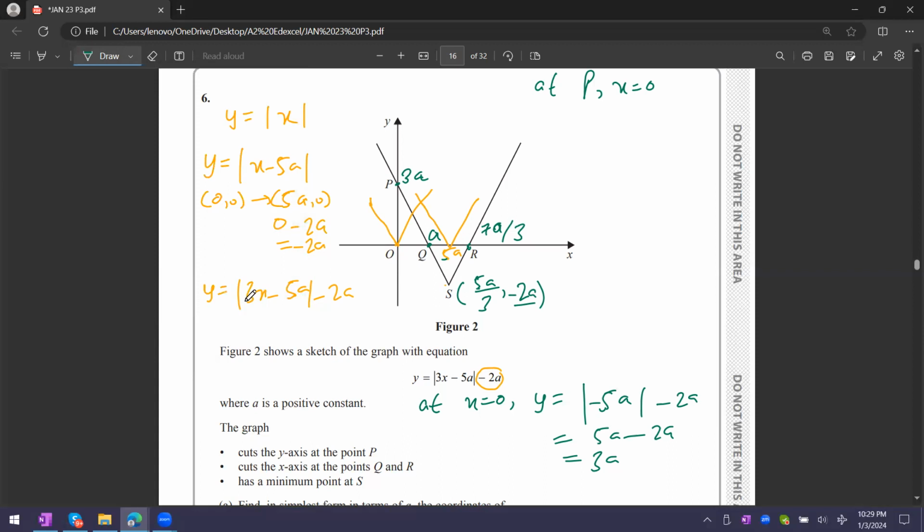Now you must be wondering, what about this 3x? We didn't consider the 3 here. 3 is basically a horizontal stretch. So that x coordinate 5a got divided by 3. That's why in S you have 5a over 3. Because you know that with a horizontal stretch, when you multiply the angle with a number, it reduces the period of that function, or the x coordinate has to be divided by that number. So it's 5a over 3 and minus 2a. Okay, little tricky.